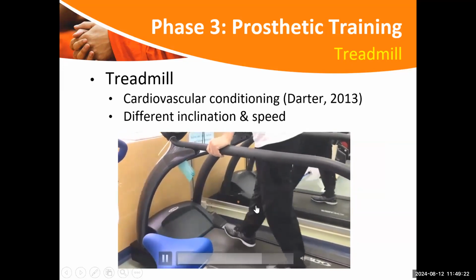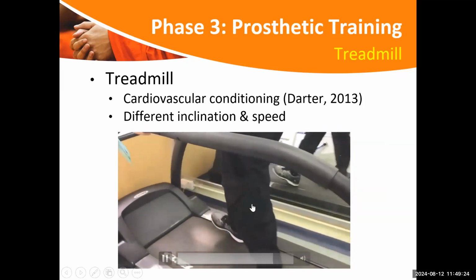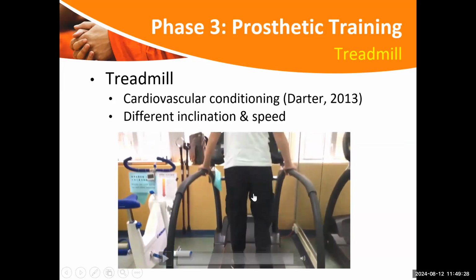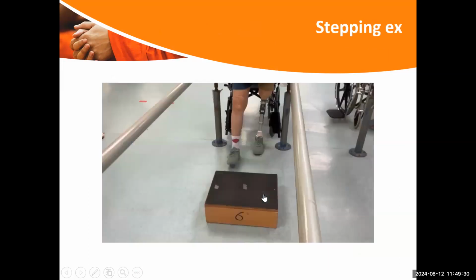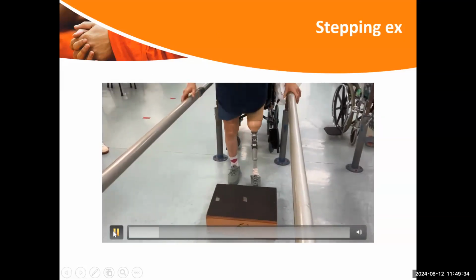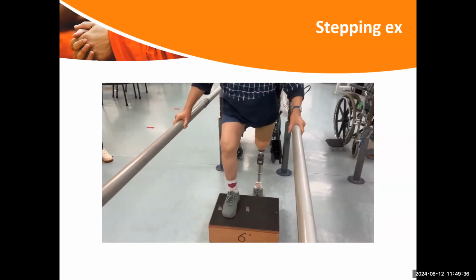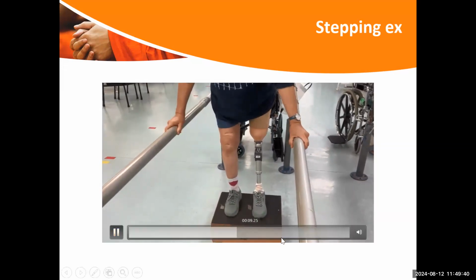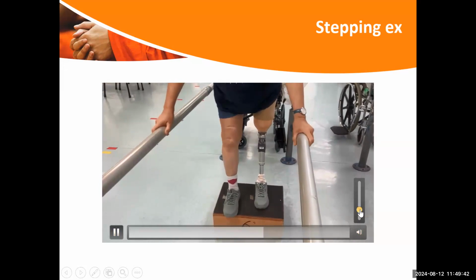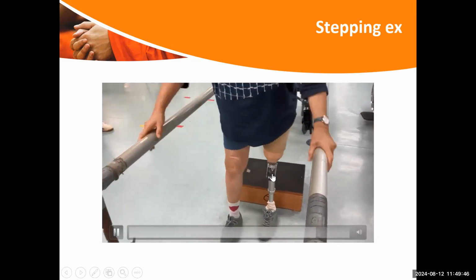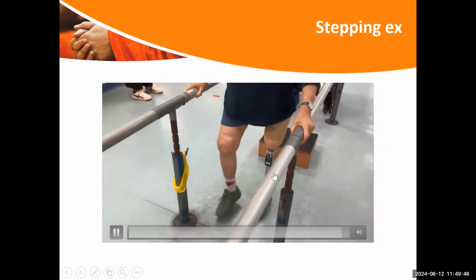So this is the track for cardiovascular training. But actually this one is not using a spring, it swings by itself. Stepping exercise. Before we go to the stairs, we do it in the parallel bar. This one also has the spring.